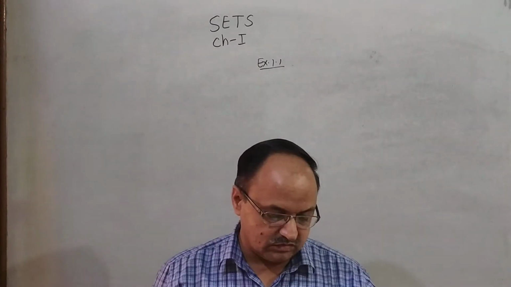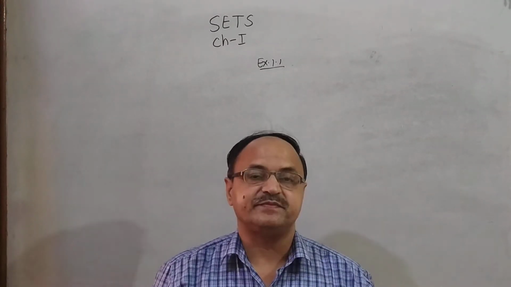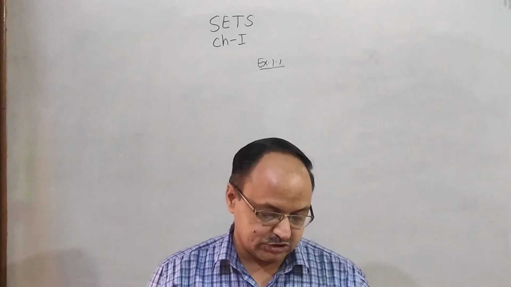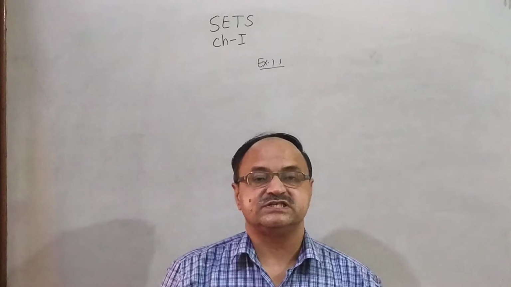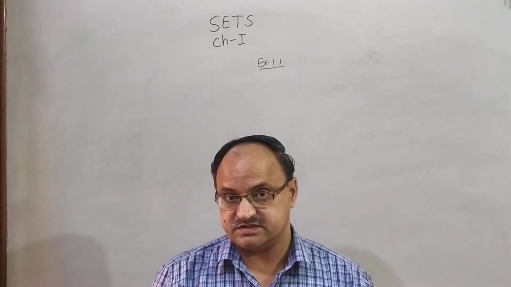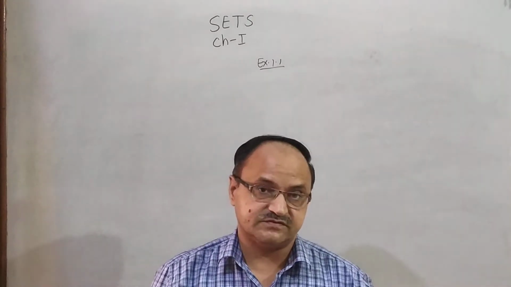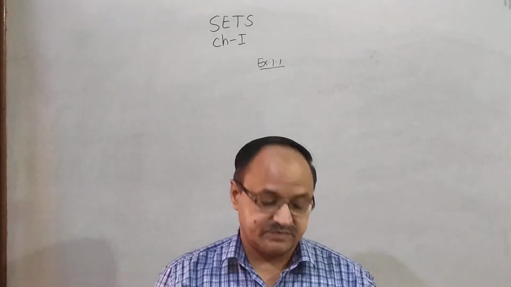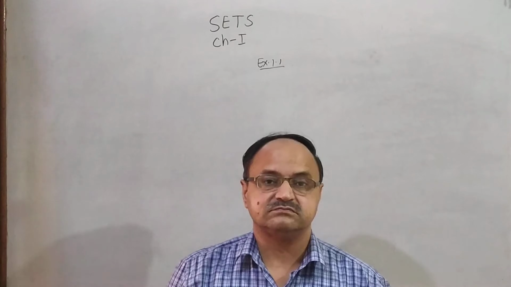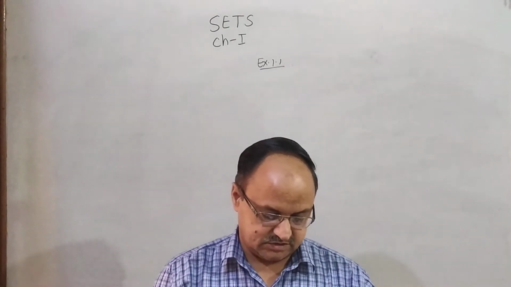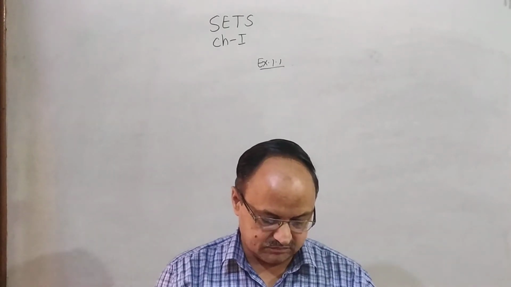And the collection of novels written by the writer Munshi Premchand. That is well defined. You can collect all the books written by Munshi Premchand. So this is a set. The collection of all even integers is also a set. It means the first question you can solve.